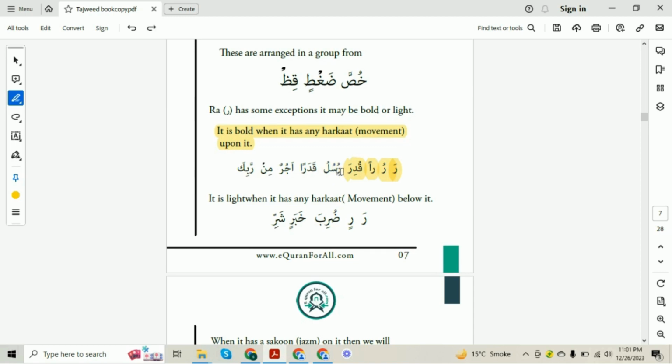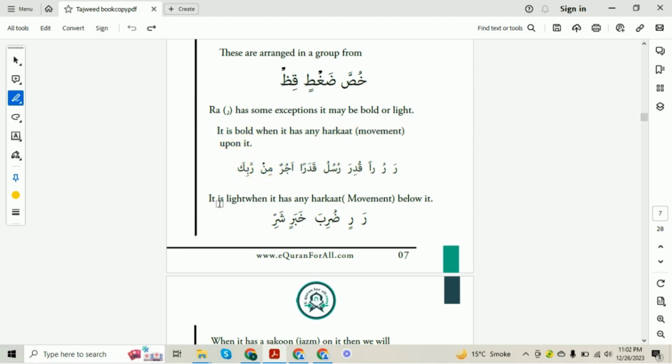Rusulu, qadarun. In this example you can see that qaf is a bold letter and then raa got a double fatha. That's why we are reading qaf in a bold voice and then raa is also in a bold voice. Qadarun, ajurun, mir rabbika, because raa got a fatha.